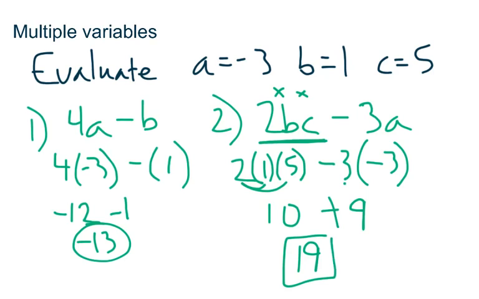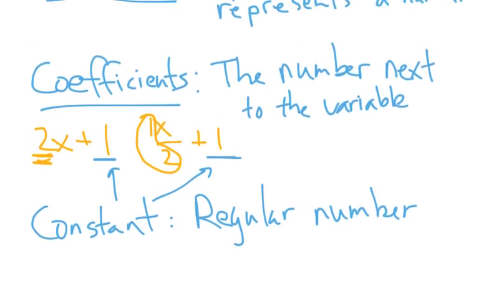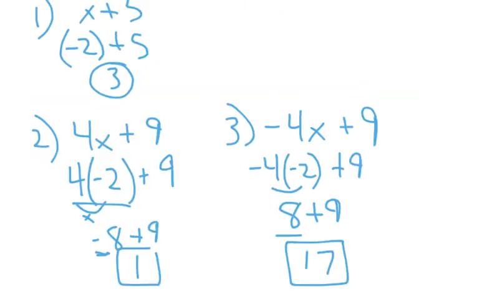So that's sort of the basics of variable expressions. Here we have 3 terms that you need to be familiar with: variable, coefficient, and constant. And then after that, it's just about the process. Substitute using parentheses, and then simplify using order of operations.